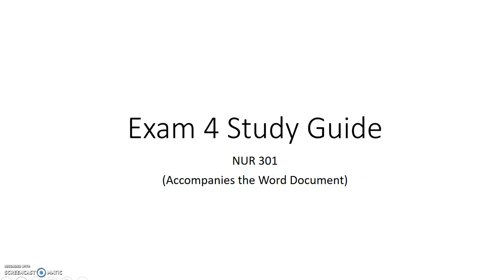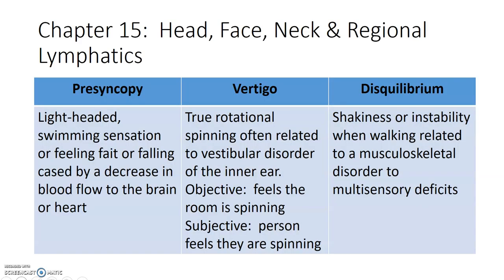This PowerPoint accompanies the Word document Exam for Review that you find in your My Courses site and covers the most important information being tested on Exam 4. Please also refer to the information on that exam guide. On page 252, you will find the assessment questions about dizziness that are important to diagnosis. Asking the person to describe rather than prompting that person is very important to getting an accurate assessment.